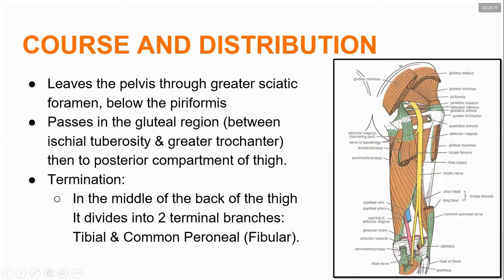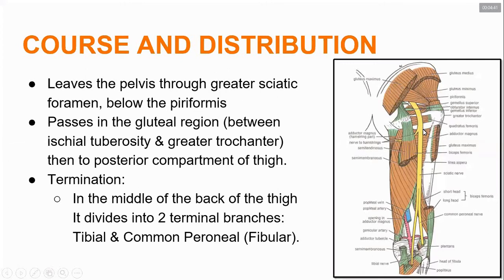So what are the short external rotators? These will be obturator internus, gemellus superior, and gemellus inferior. You can see the sciatic nerve is passing over these short external rotators. And in the gluteal region, it will be under cover of gluteus maximus. So gluteus maximus will cover the whole of the sciatic nerve in the gluteal region.